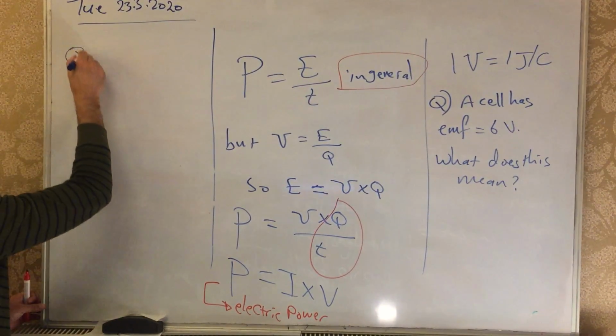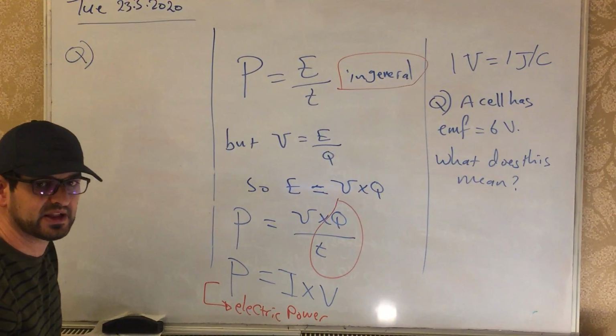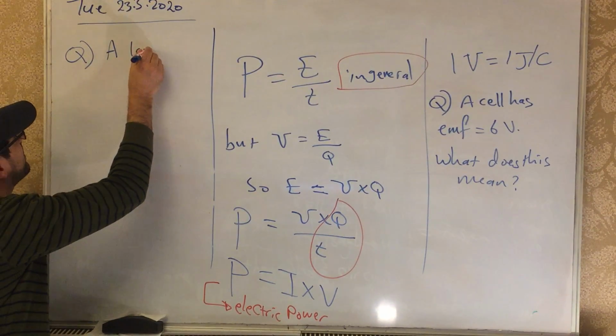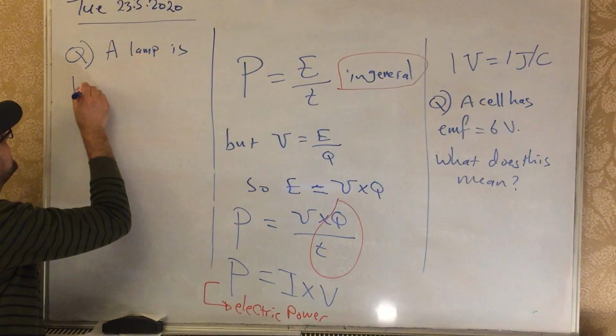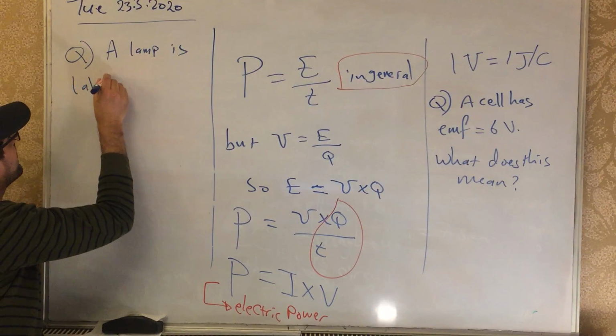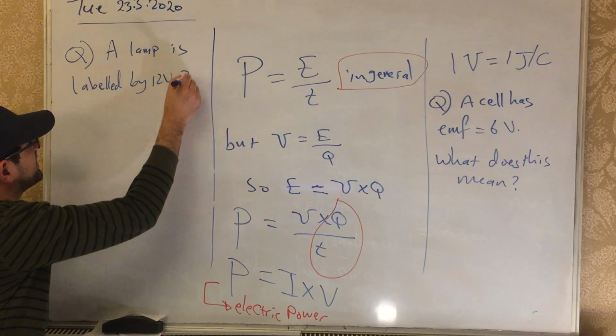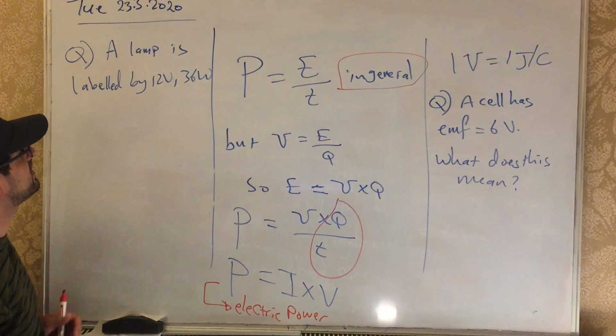Now this question, let me just explain it in a way. A lamp is labeled by 12 volt 36 watt.